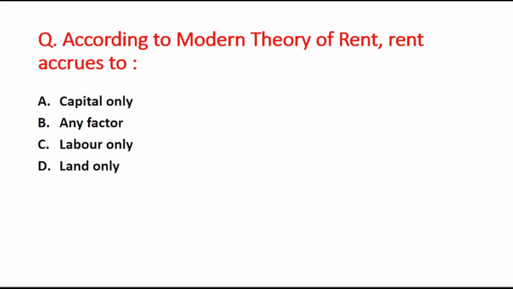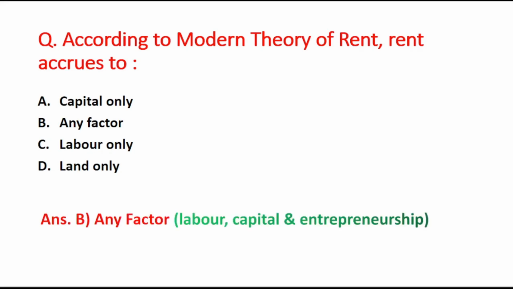Next is, according to modern theory of rent, rent accrues to. A option is capital only, B is any factor, C option is labor only, and D option is land only. So the right answer is option B, that is any factor, means according to the modern theory of rent, rent accrues to the land, capital and entrepreneurship.